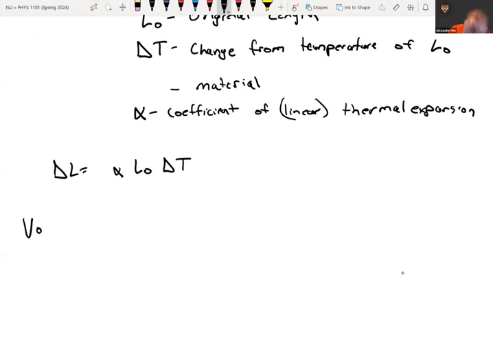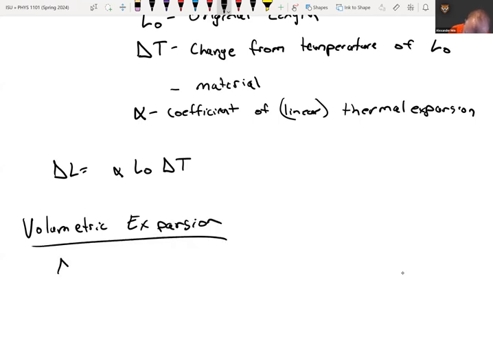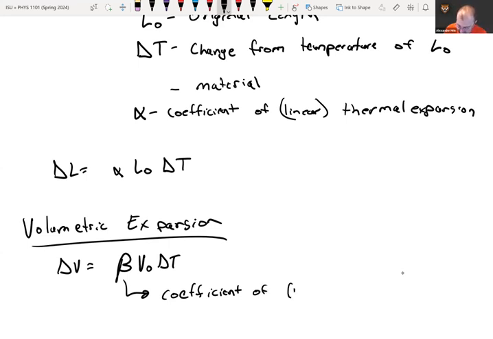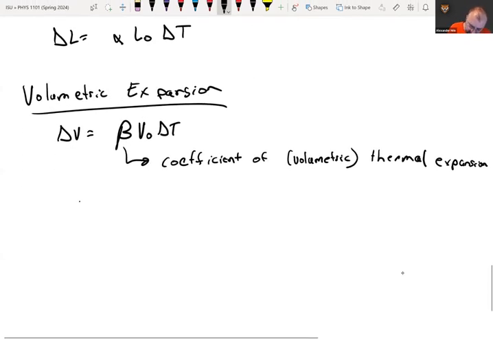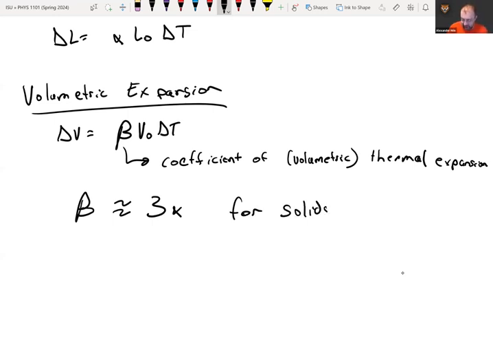Now, we also have a volumetric expansion, and it's very similar. It's delta V, this time with beta instead of alpha, and V0 instead of L0, and then delta T. This coefficient is often called the coefficient of thermal expansion, but I like to call it the volumetric thermal expansion. It turns out, for various reasons, that beta is approximately equal to 3 alpha for solid materials. For liquids or gases, the only one that matters is beta, because they're not rigid enough to have 3 alpha.